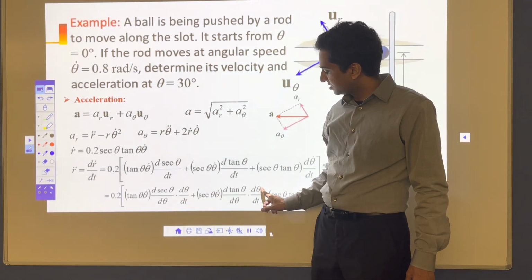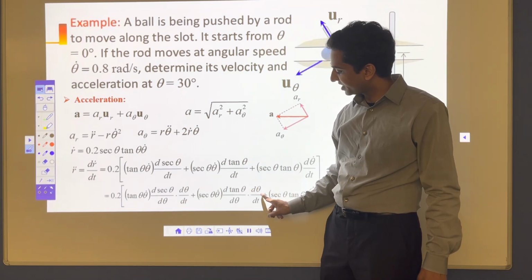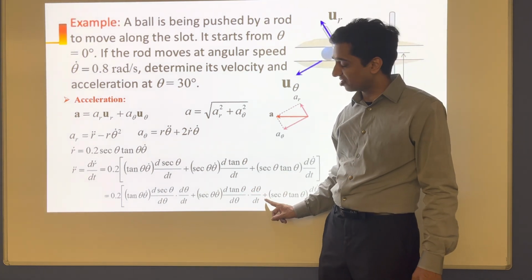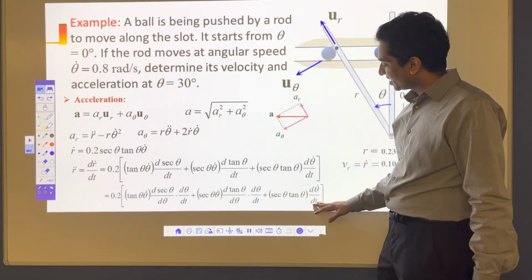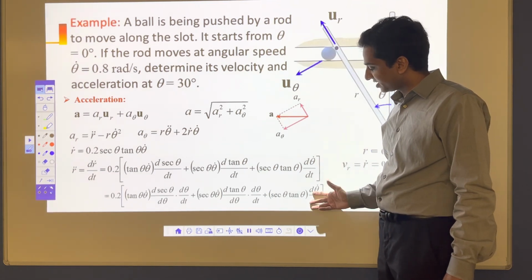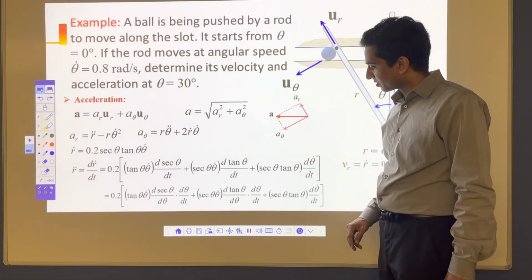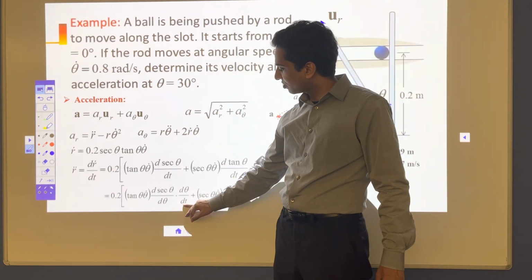Same thing here, d tan theta by d theta by dt. This is nothing but again theta dot, that's your angular velocity. And this one stays the same. I'm not going to do anything with this one because this is going to become 0 anyway. d theta by dt will become theta double dot, so this will become 0. All I have to do is solve for this one.